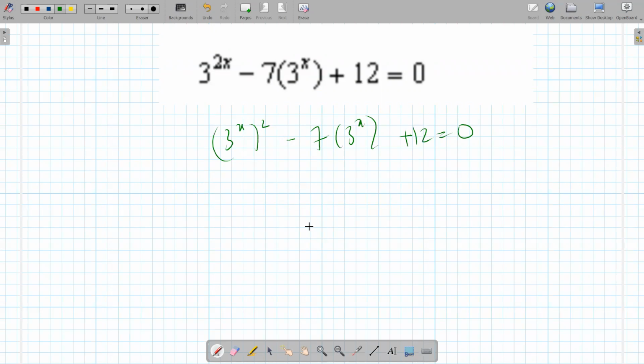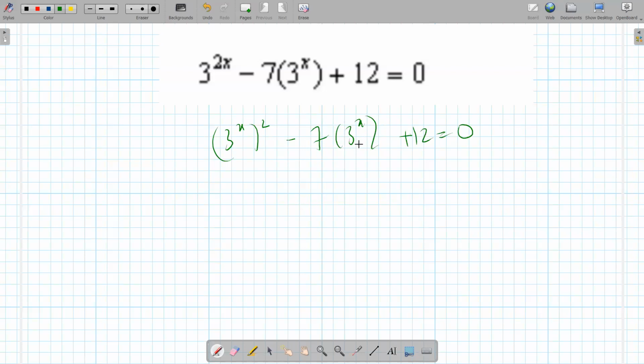Would you like factor out the 3x? So this one you could, but that won't help you here. You want to turn this. This is actually a quadratic. Okay. This is a quadratic and it's being disguised as an exponential. Okay.